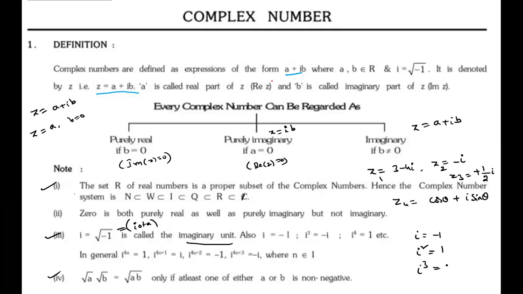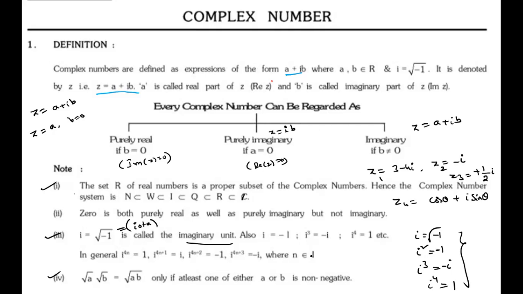i cube is equal to i square multiplied with i. What is the result? i is equal to root of minus 1, that means i square is equal to minus 1, i cube is minus i. i power 4 is how much? 1. Multiply with i on both sides. So these are very important, dear students.